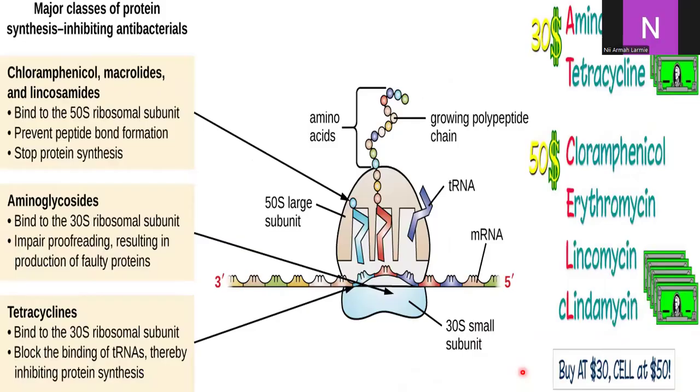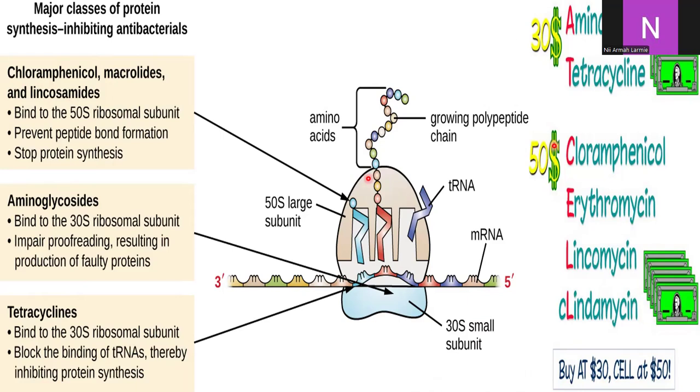So at a glance, let's look at some of these antibiotics. So if you take the 30S subunit, aminoglycosides and tetracyclines are known to be those that bind to the 30S subunit and interfere with bacterial protein synthesis. On the other hand, for the 50S, we have the chloramphenicol, the macrolides, and then the lincosamides, which also inhibit the 50S subunit and interfere with bacterial protein synthesis.